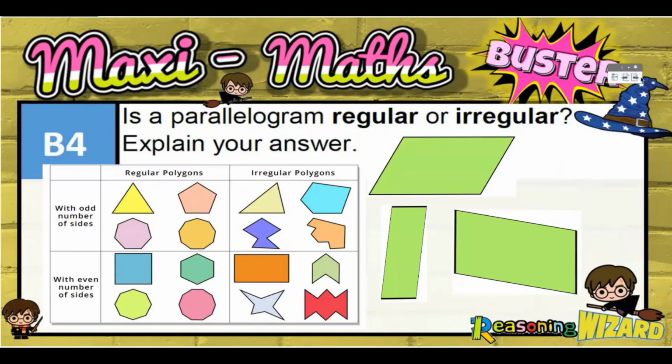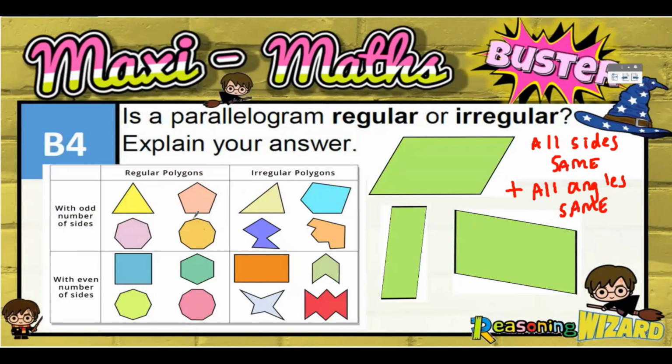Question 4, is a parallelogram regular or irregular? Now, the key thing here is to know what regular or irregular means in terms of shapes. To be a regular shape, you need to have all sides the same and all angles the same.